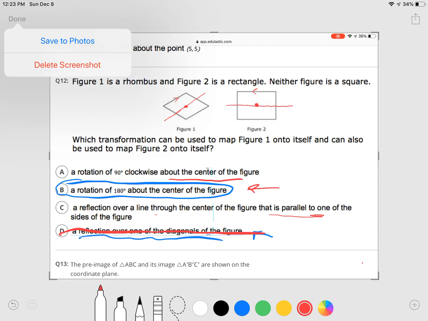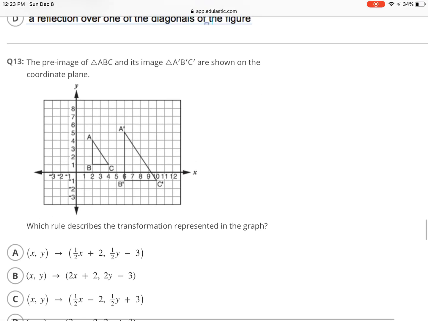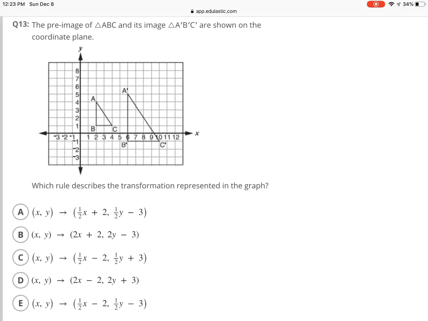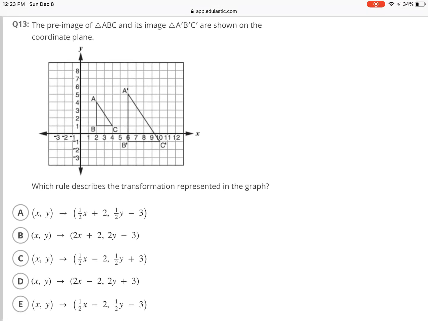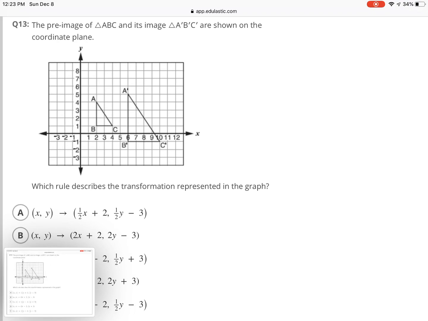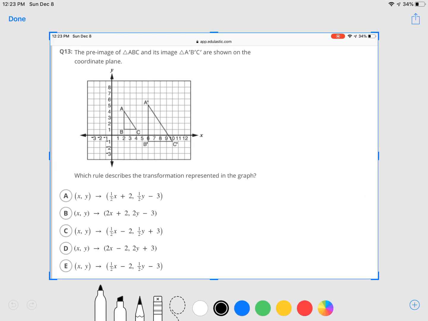Okay, let's go to the next. Number 13. This one I told you guys to do by trial and error, way back. I think that's still the most appropriate way to do it. So, for the options, we have all of these rules.